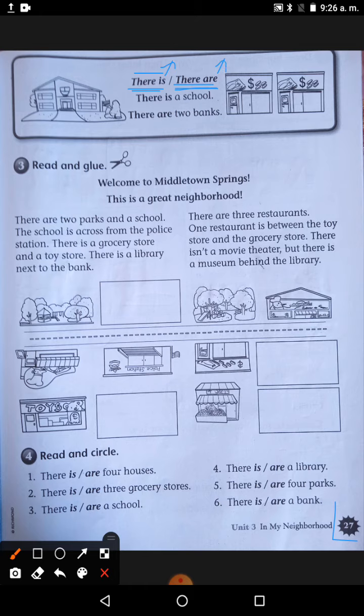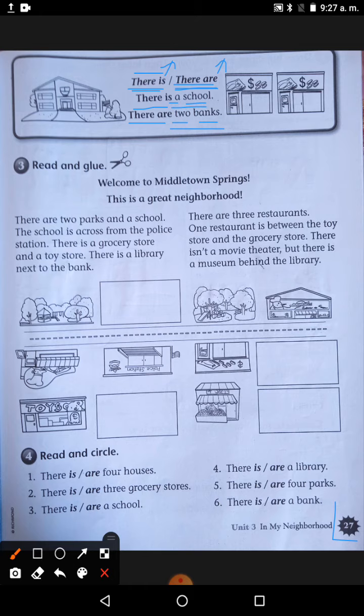Okay? Here you have an example. There is a school. We are talking about only one school. Okay? And we use the article a. But when we use there are, we are talking in plural, so we don't need to write an article here. There are two banks, more than one. Here we are talking in plural. There are two banks. I can give you another example.